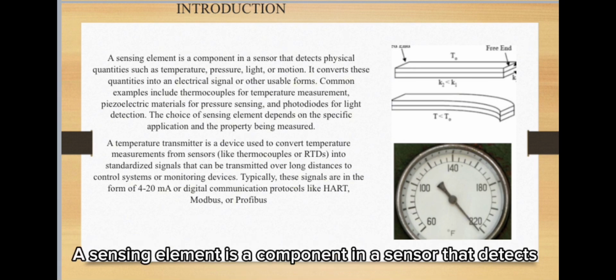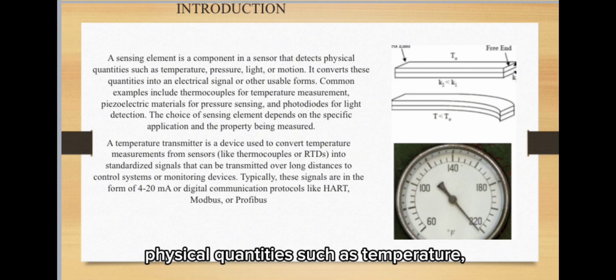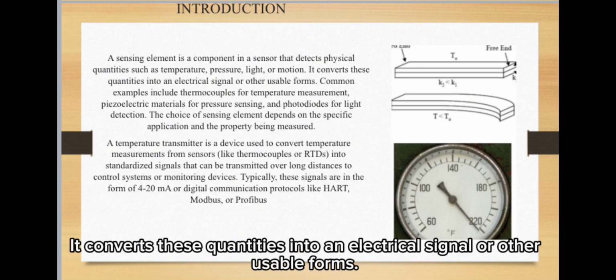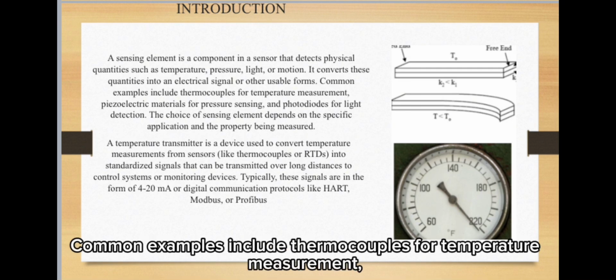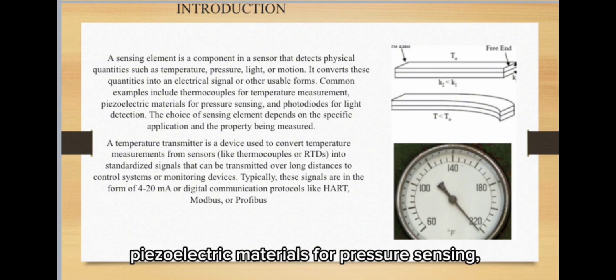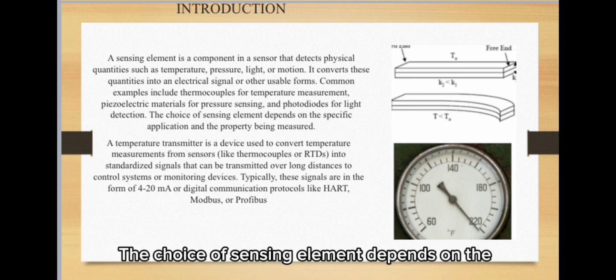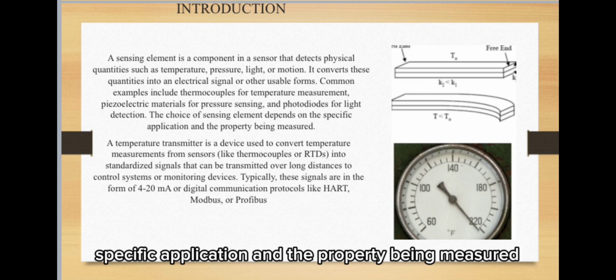A sensing element is a component in a sensor that detects physical quantities such as temperature, pressure, light, or motion. It converts these quantities into an electrical signal or other usable forms. Common examples include thermocouples for temperature measurement, piezoelectric materials for pressure sensing, and photodiodes for light detection. The choice of sensing element depends on the specific application and the property being measured.